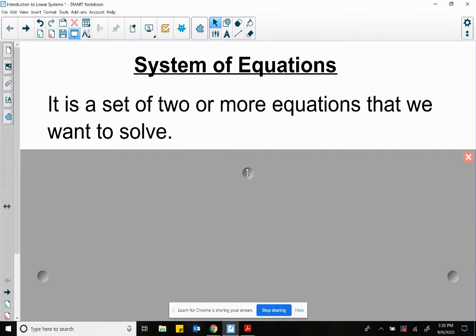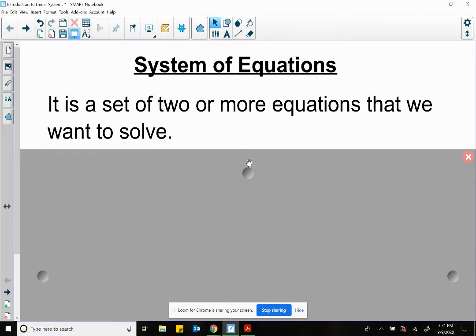And the equations, the ones we're going to be dealing with, they're going to be linear, and we're really going to only mess around with two. But as you progress into college algebra and beyond, there can be more than one system. And they don't have to be linear, as you will find out when you hit up college algebra.